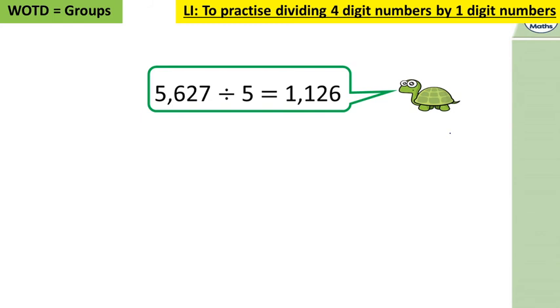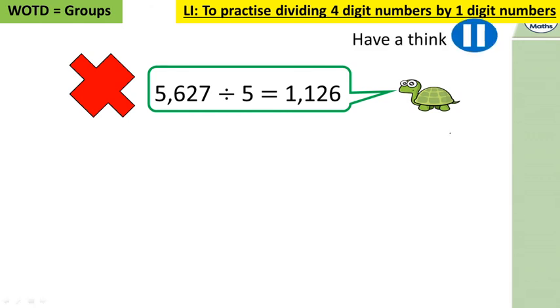Okay, so Tiny's back. Always in trouble when Tiny's around. He's saying that 5,627 divided by 5 is 1,126. So that is wrong. Have a think about why.